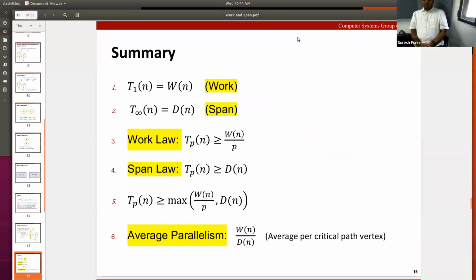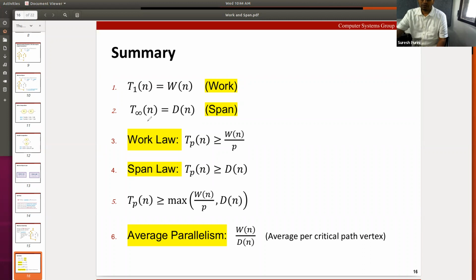So to summarize the discussion, right now we are changing the notation a bit, and that's the reason why I'm summarizing. T1 of n, that is the total amount of work. We use W of n, that is the total amount of work in a DAG, and the critical path in the DAG, which is also called the span. We denote it by D of n. D stands for depth.